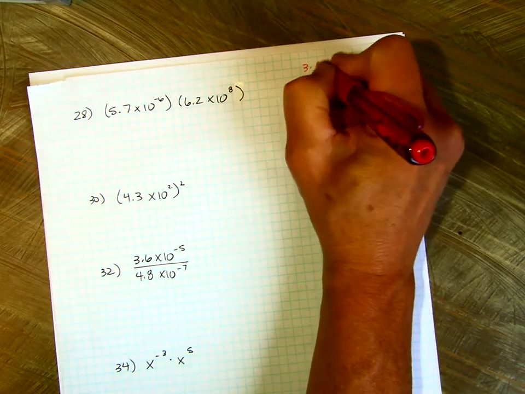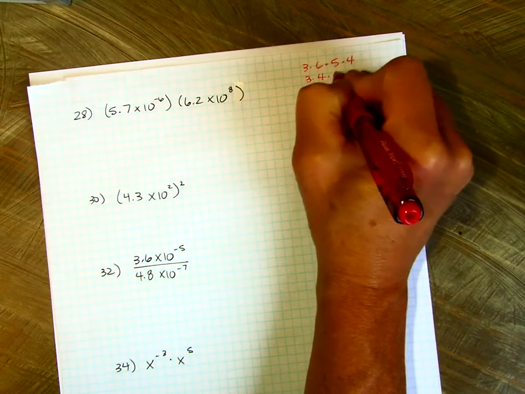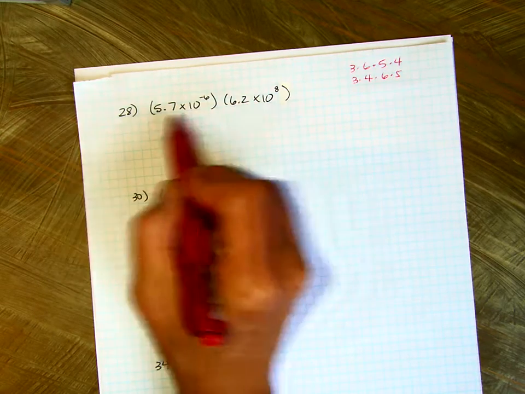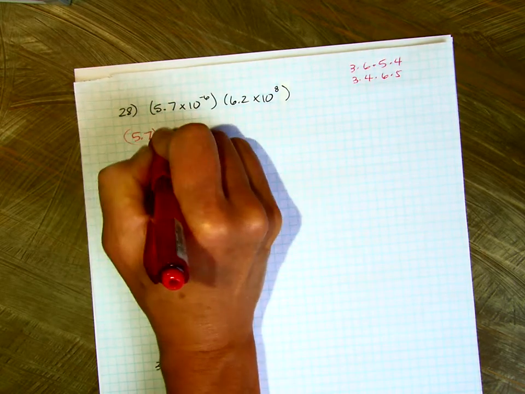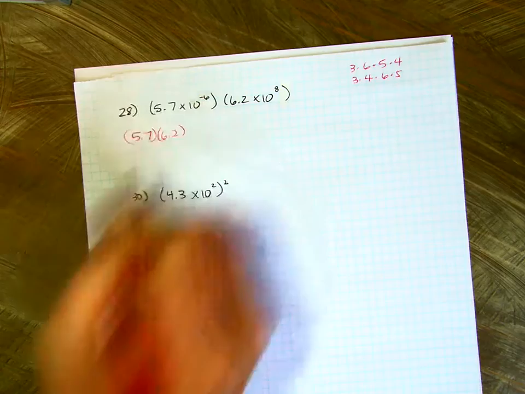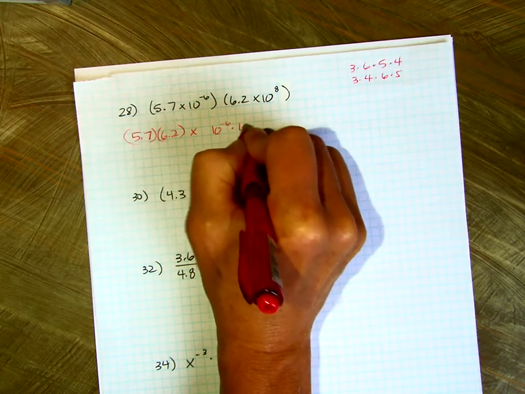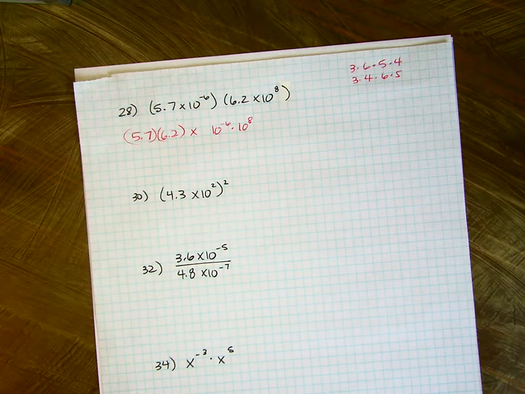Remember, if I have 3 times 6 times 5 times 4, I can do 3 times 4 times 6 times 5 if I want to. So this is just this times this times this times this. To make things convenient, I'm going to do 5.7 times 6.2, and then times 10 to the negative 6 times 10 to the 8th. And I'm going to do that on my calculator.